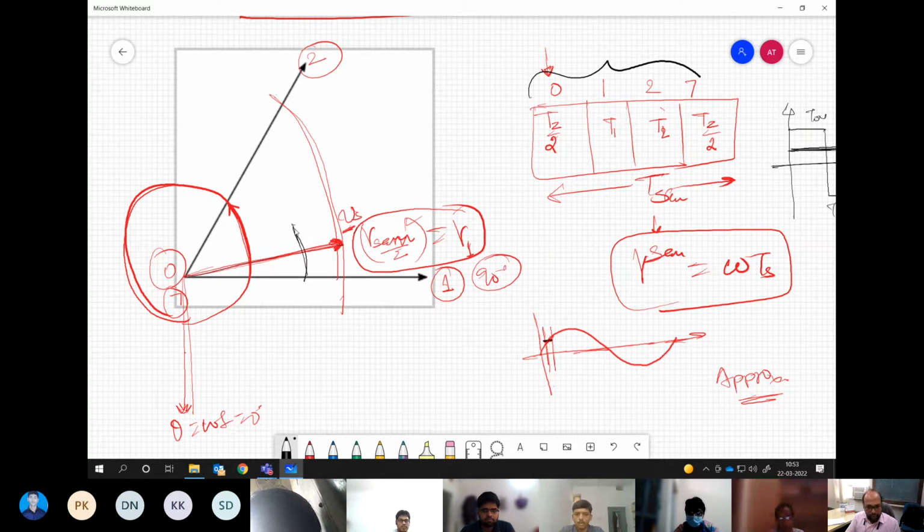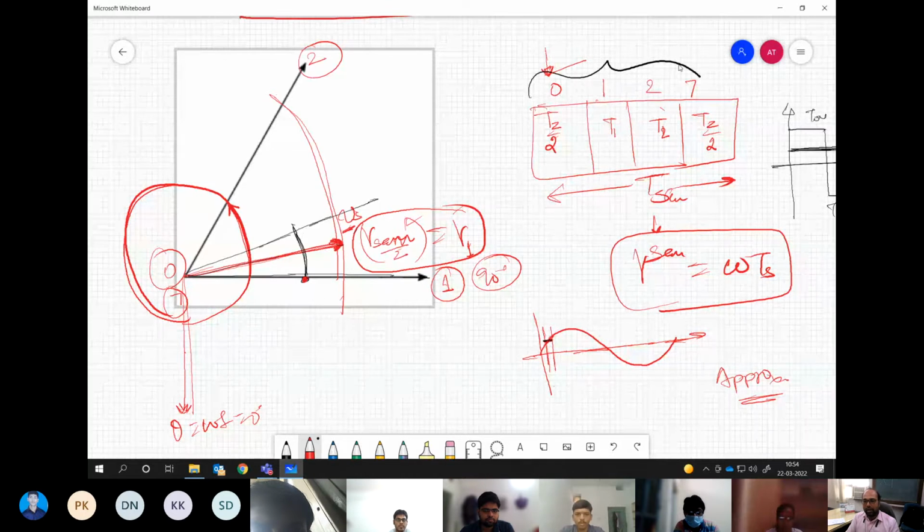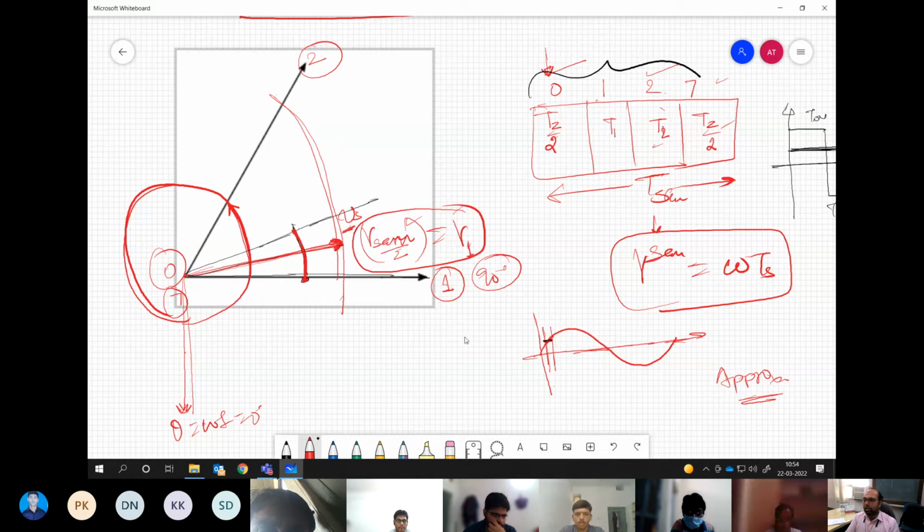Do you understand this point or not? In simple terms, if I start applying my vector at this point, I start with 0, I applied 0 for tz by 2, then I went to V1, I applied it for t1, applied vector V2 for time t2, and then I applied V7 for time tz by 2. By that time I have completed this much duration or this much angle, right?